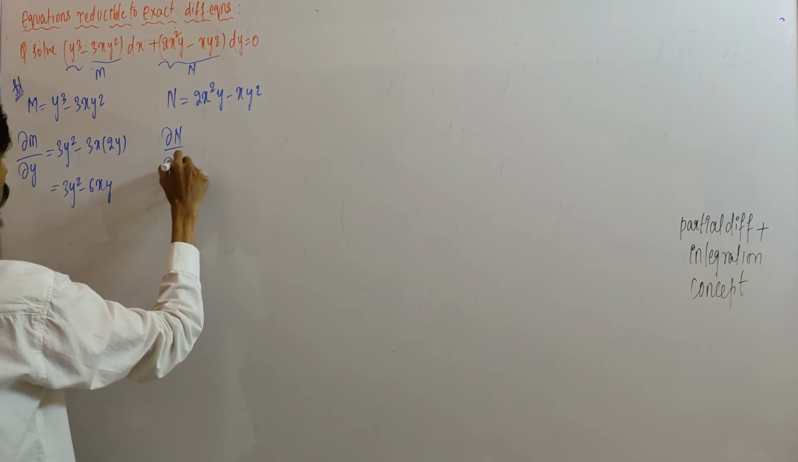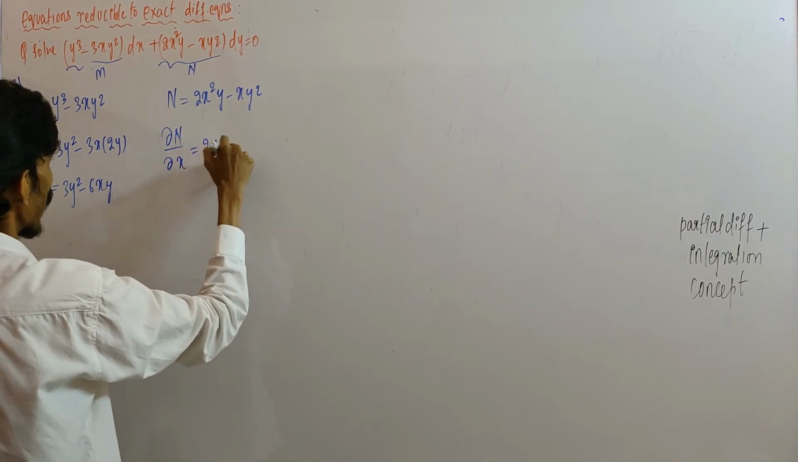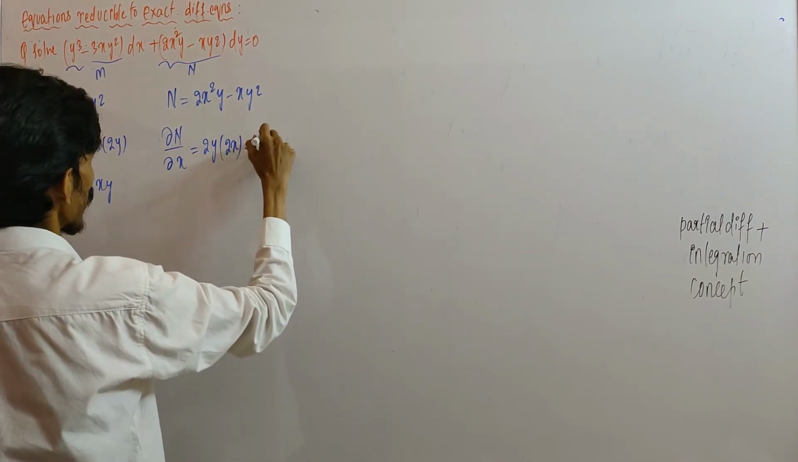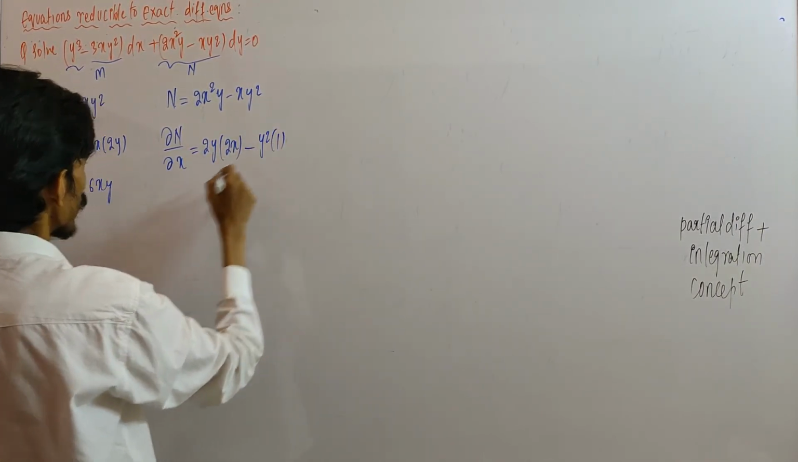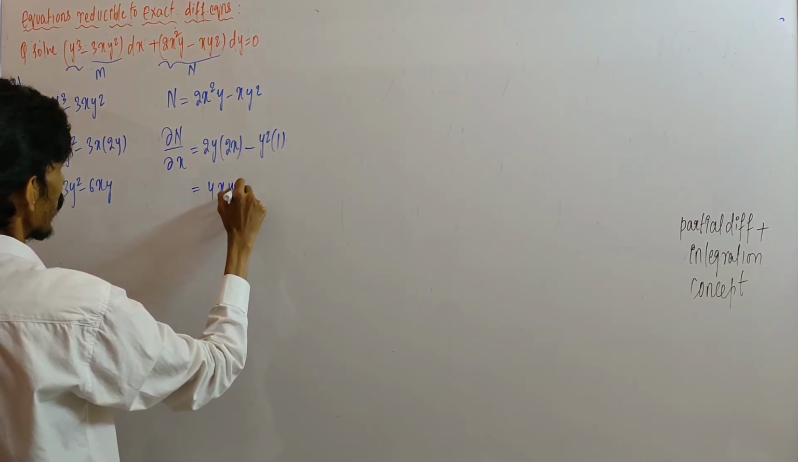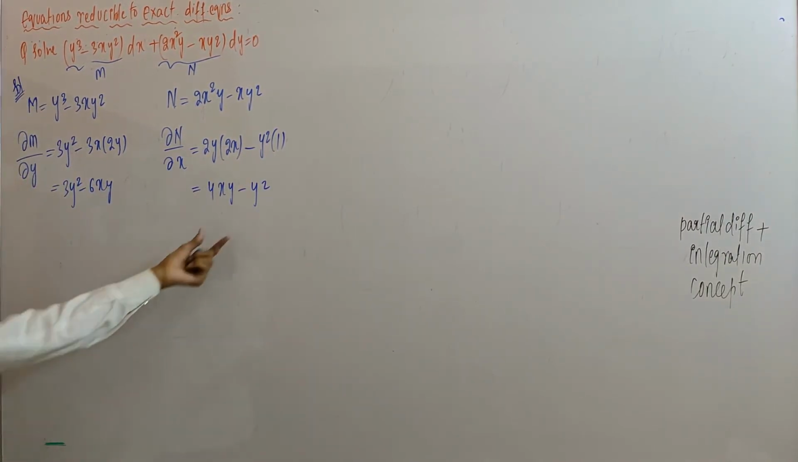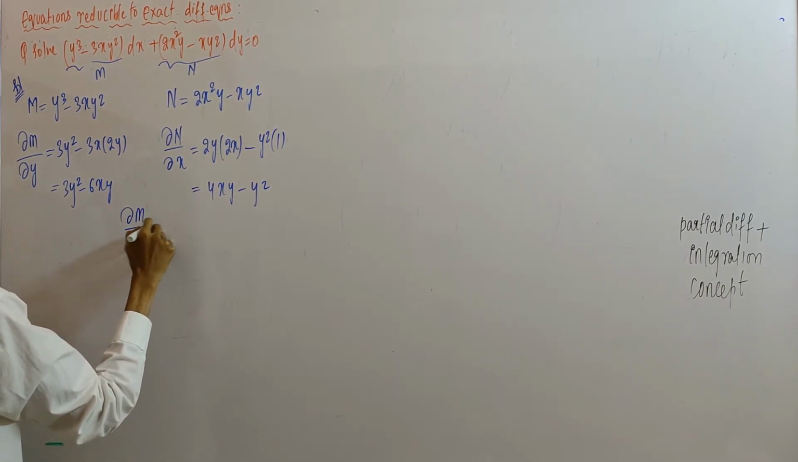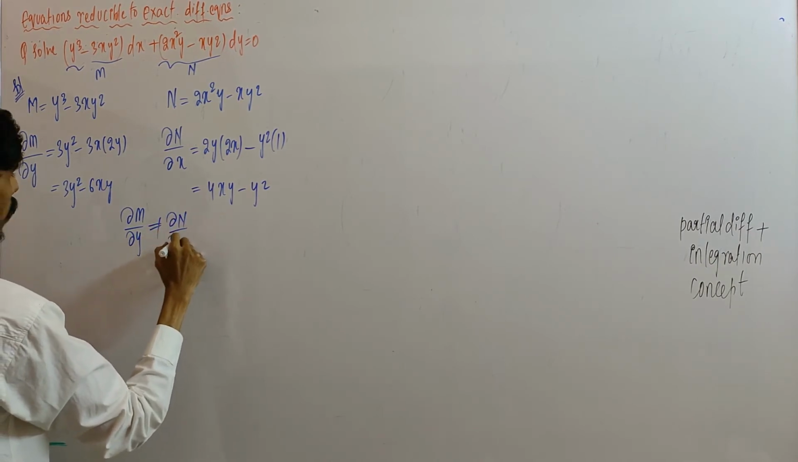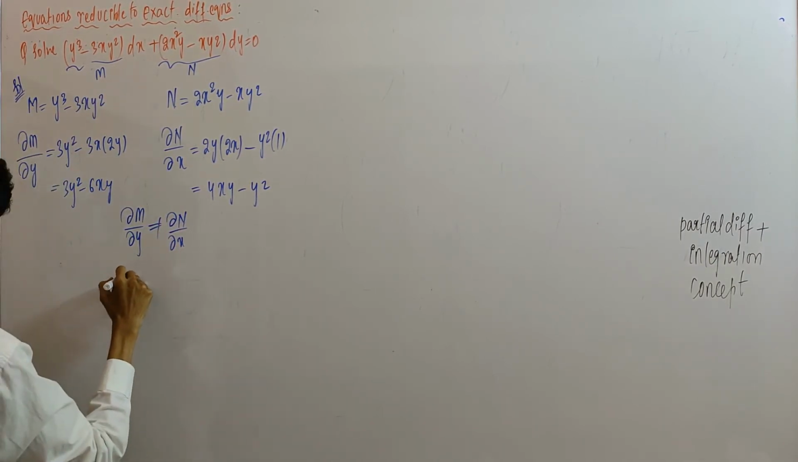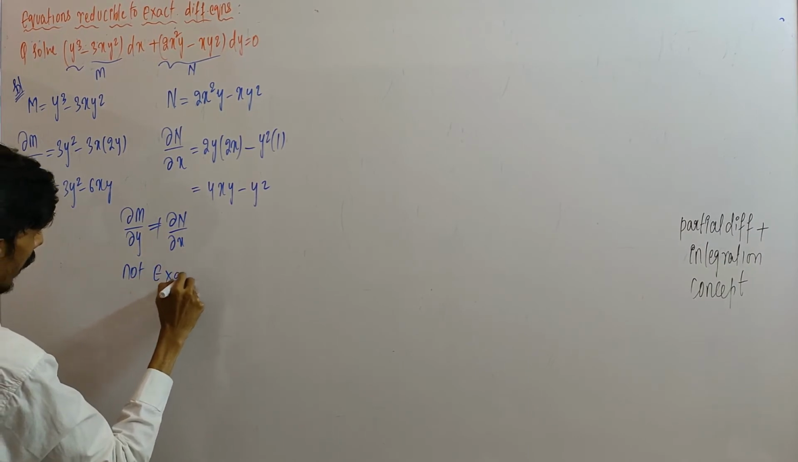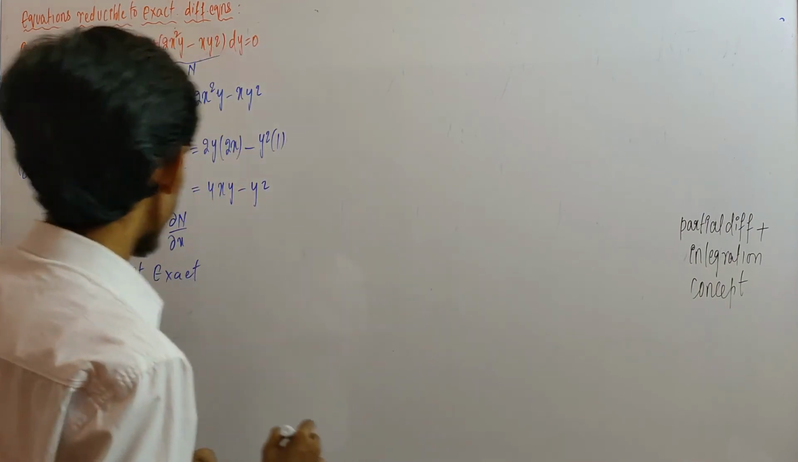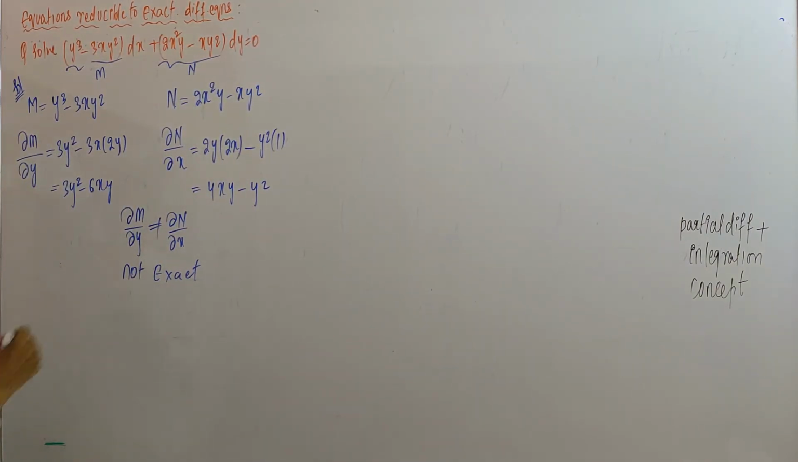Differentiating N partially with respect to x. So here I'll get 2y constant, x square derivative is 2x, minus y square is a constant, x derivative is 1. So I'll get 4xy minus y square. Since these two values are not same, dou M by dou y is not equal to dou N by dou x. So the given equation is not exact. We'll convert the given equation into exact form by multiplying an integrating factor.